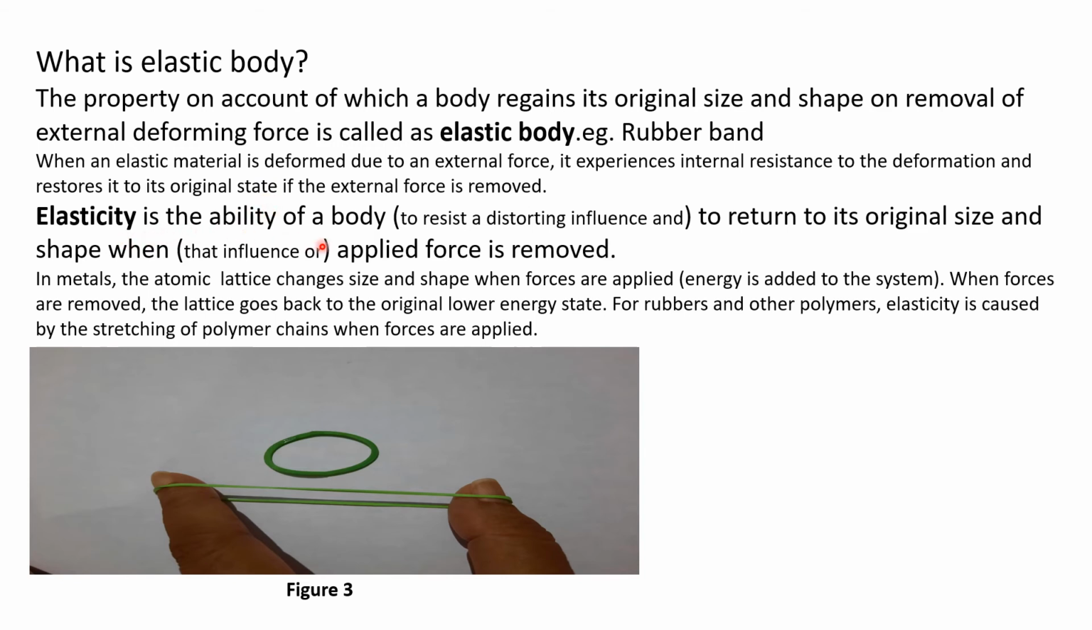Now elasticity is the ability of a body to return to its original size and shape when the applied force is removed. So this is what an elastic body is. Here also, no body is 100% elastic. Even this rubber band, I cannot say that it is perfectly elastic. Why? Because if I go on increasing the pulling force and go on stretching, then at one point the rubber band will break. That means the elasticity is lost. So every body behaves as an elastic body only up to a certain limit.